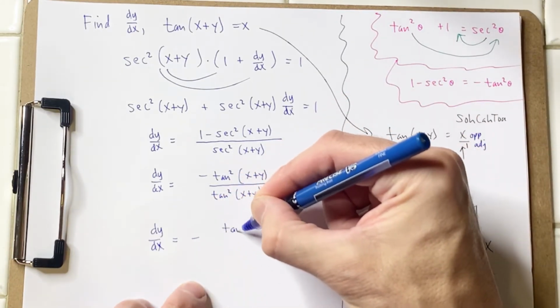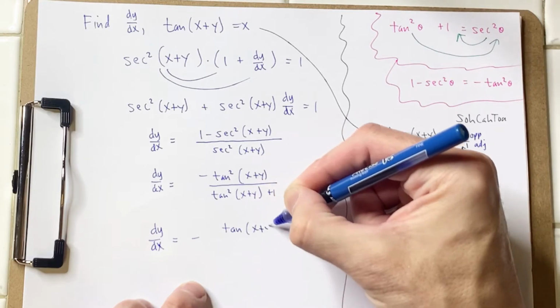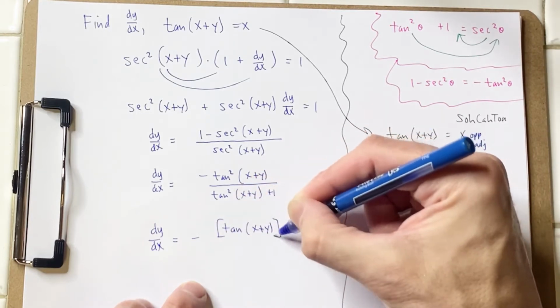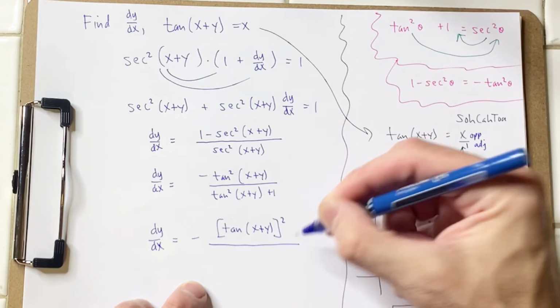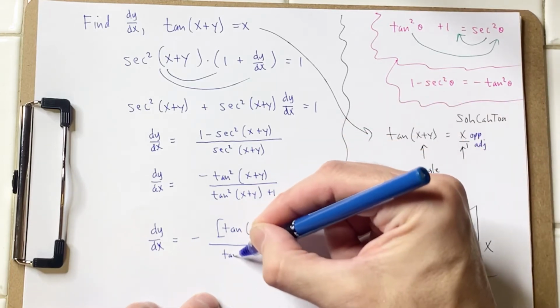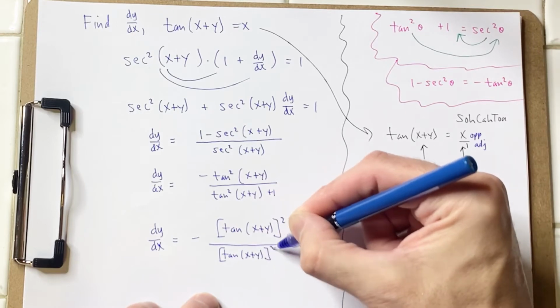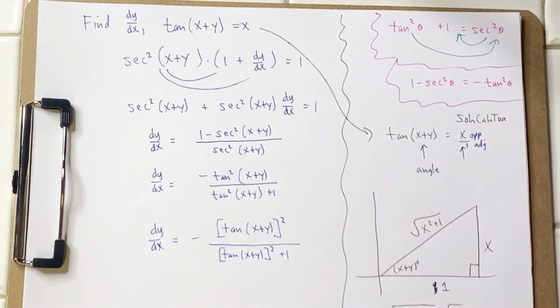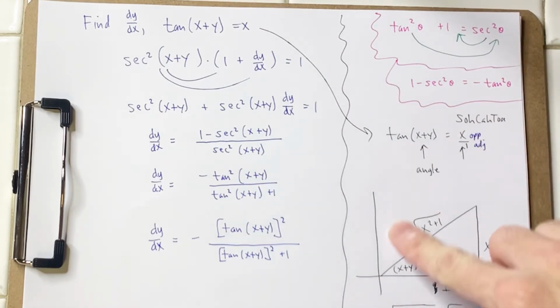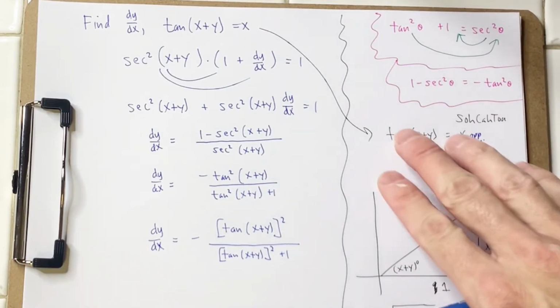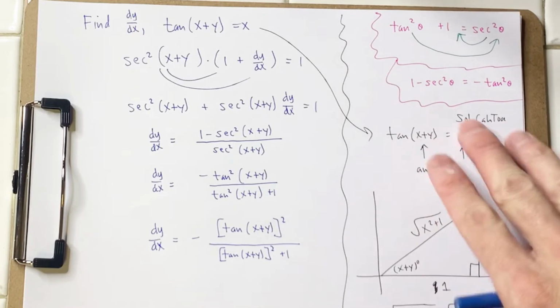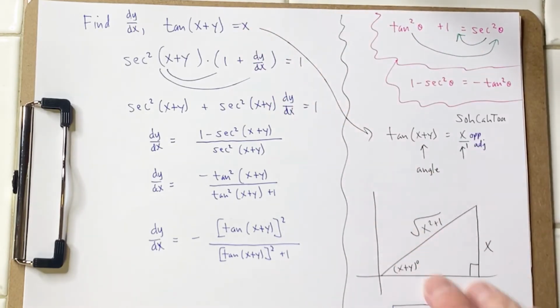And what if I write this as tangent of x plus y, bracketed, squared over tangent of x plus y, bracketed, squared plus 1. So if you're wondering what all this was, me just playing around. I was just doing some math thinking that this would be necessary, but it's actually not. So ignore all of this in black.